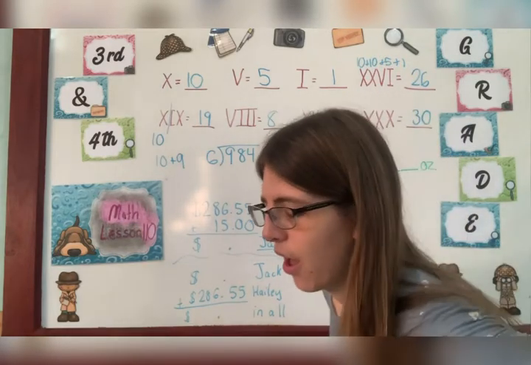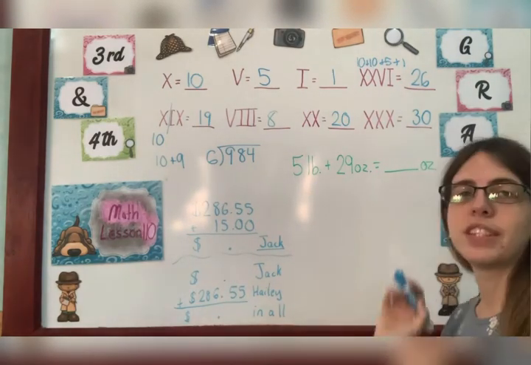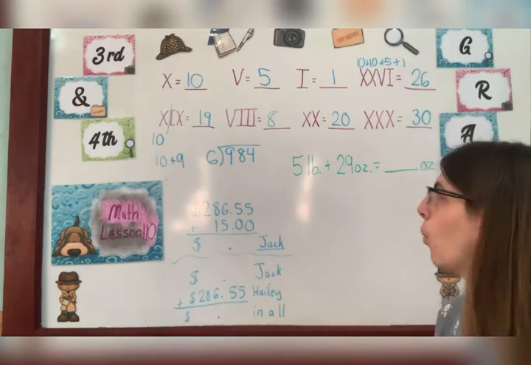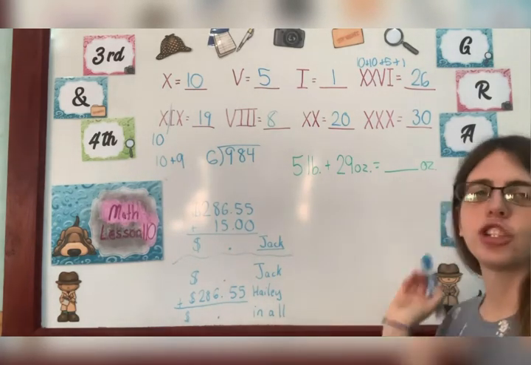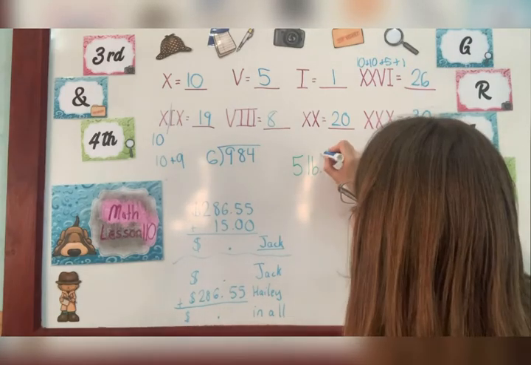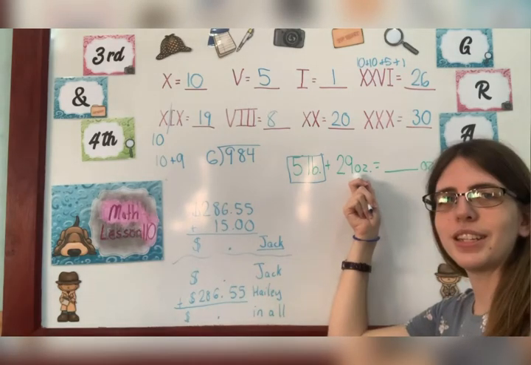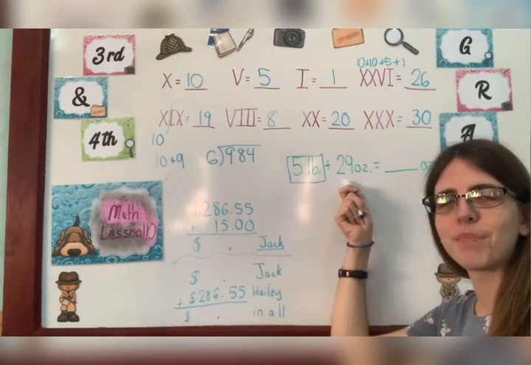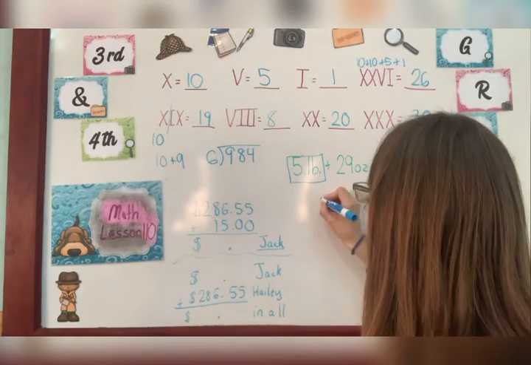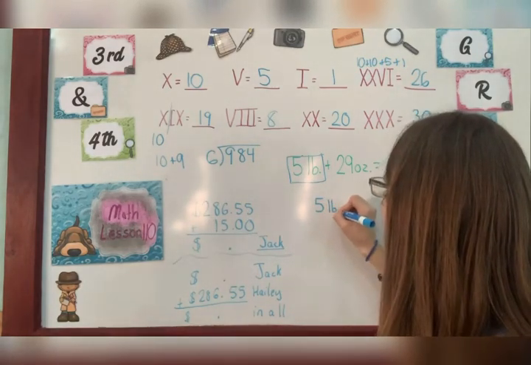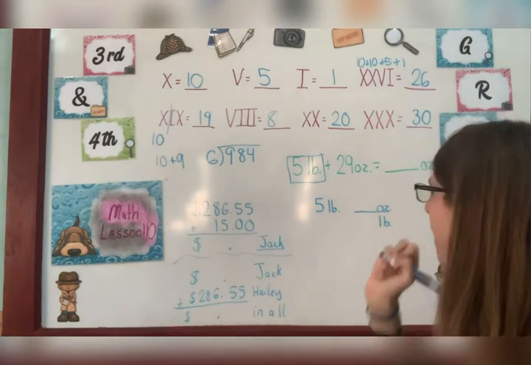Let's look at number 7 together. Solve the measurement equation. Okay, so I have 5 pounds plus 29 ounces equals how many ounces? Well, I know I'm looking for ounces. Do pounds and ounces match? No, so the 5 pounds is what I'm going to change. How about these 29 ounces? Do I need to change them? No, because I'm looking for ounces. So the 5 pounds is what I'm going to change. 5 pounds, I'm changing them to ounces from pounds.